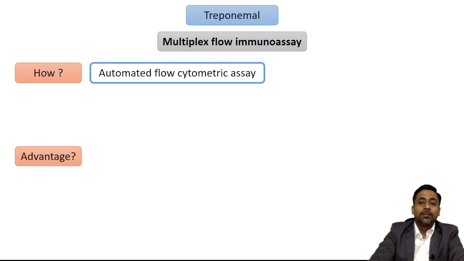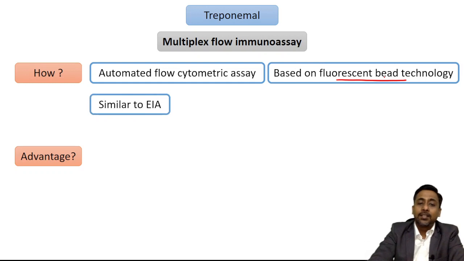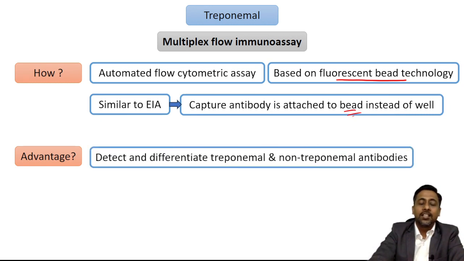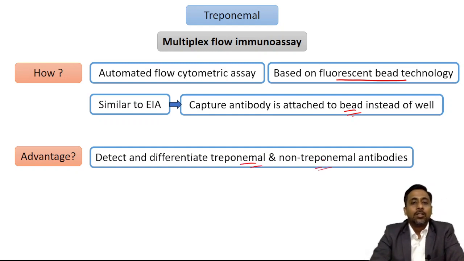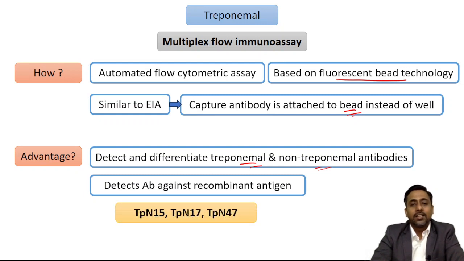Now the multiplex flow immunoassay is an automated flow cytometric assay based on fluorescent bead technology. It is similar to EIA except that the capture antibody is attached to a bead instead of the well. The advantage is that it is able to detect and differentiate treponemal and non-treponemal antibodies. It also detects antibody against recombinant antigens. What are those antigens? Similar to those used in immunoblot assay: TP15, TP17 and TP47.